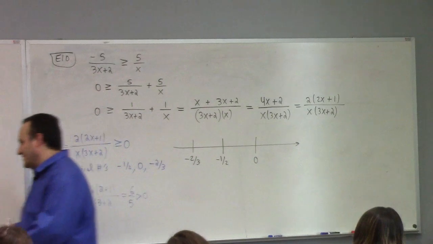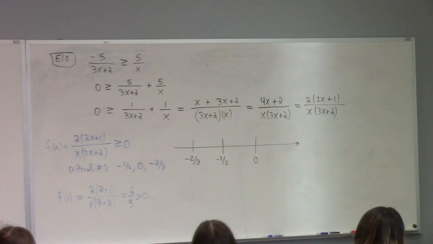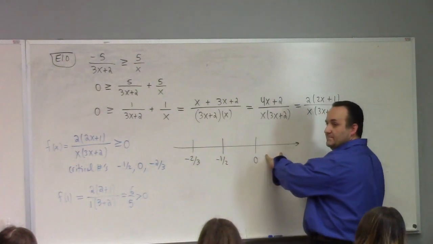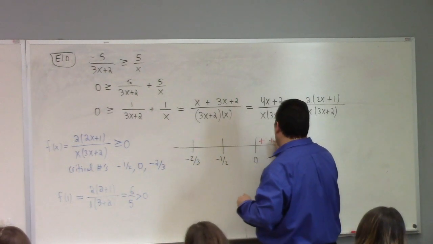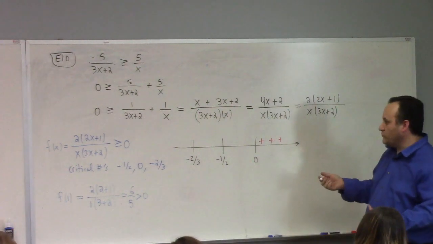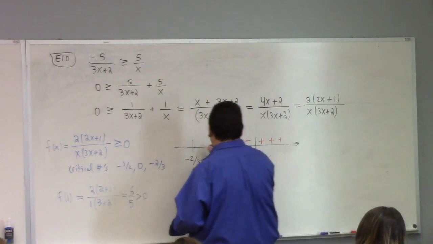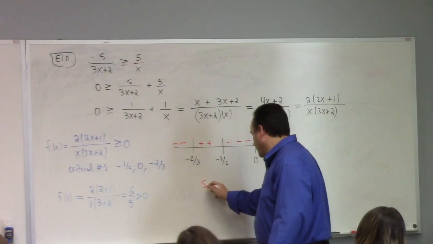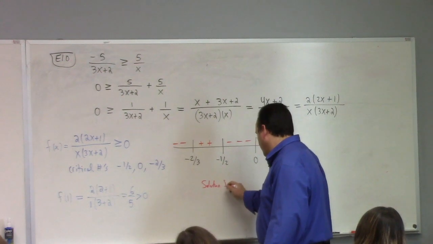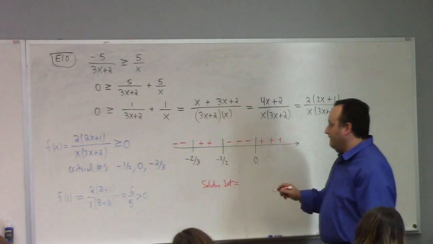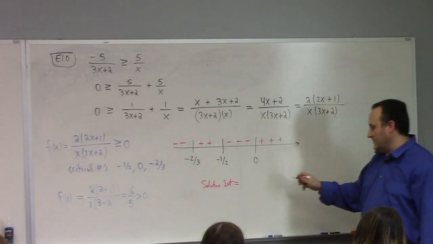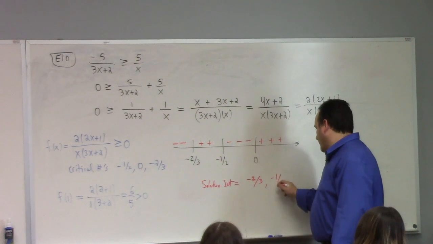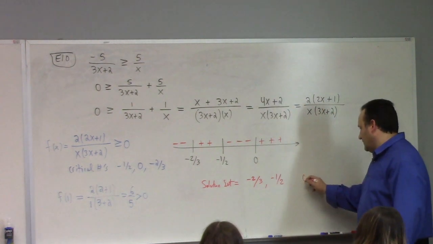So, what we got? That means we put pluses where? Where's 1? That's over here, right? So we get pluses here. Then we flip, minuses, pluses here, and minuses here. So what's my solution? I want greater than or equal to 0, right? So I want minus 2/3 to minus 1/2, and also 0 to infinity.